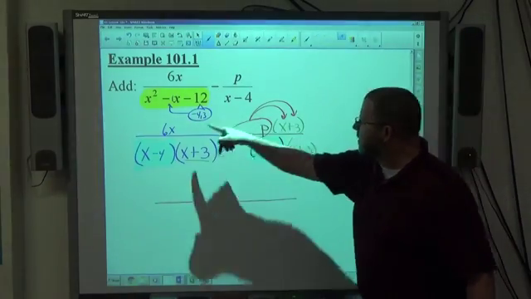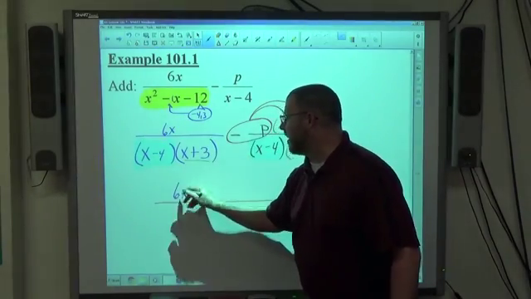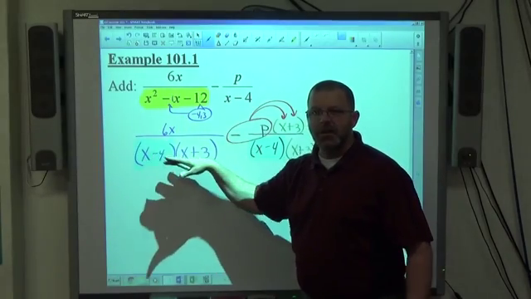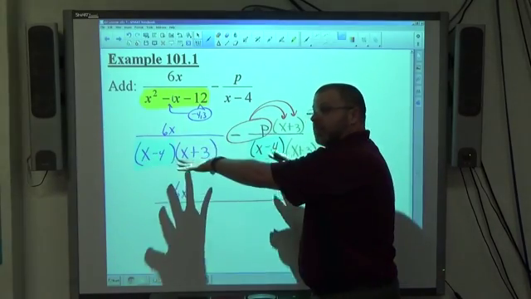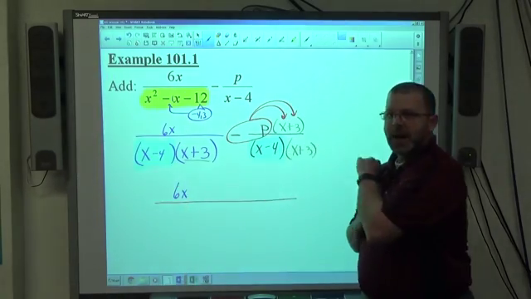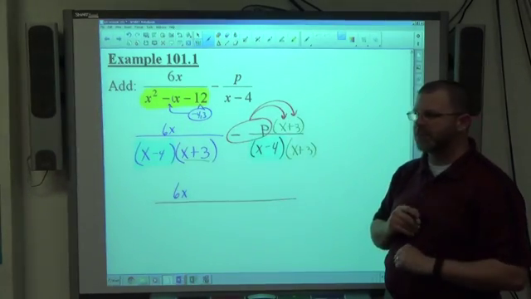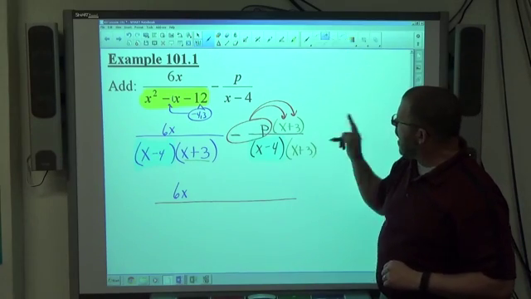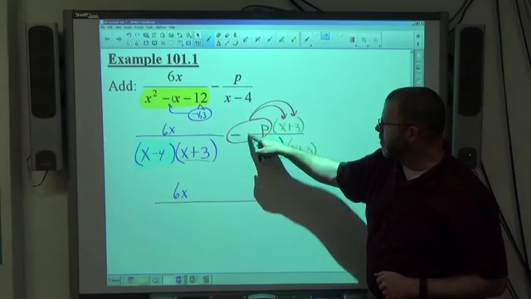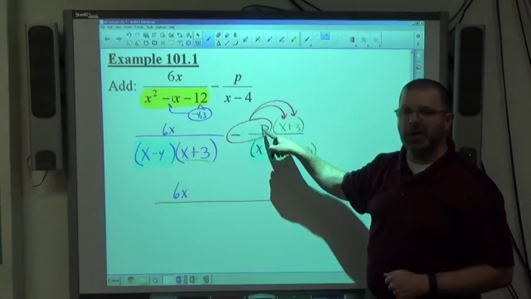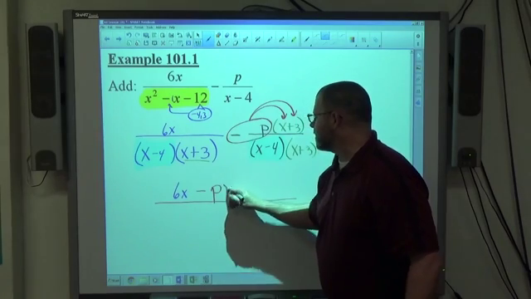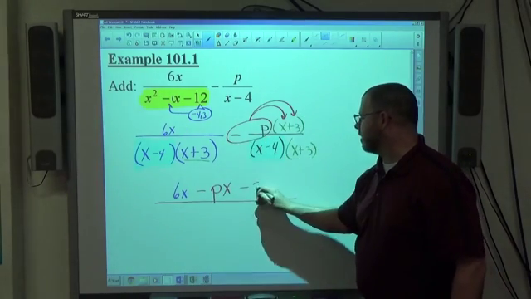So 6x is only 6x because I didn't do anything to this fraction. Right? I factored the denominator to create a factored form of the denominator so I could compare them. Right? But this denominator already has everything it needs to have. I didn't have to change it whatsoever, so that first fraction stayed as is. The second fraction, I had to multiply top and bottom by x plus 3, a binomial that's being multiplied by the current numerator, which is -p. -p times x makes -px, and -p times 3 makes -3p.